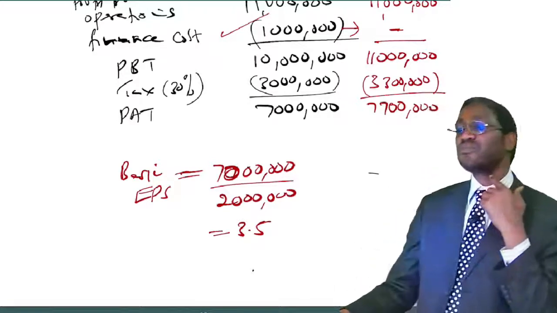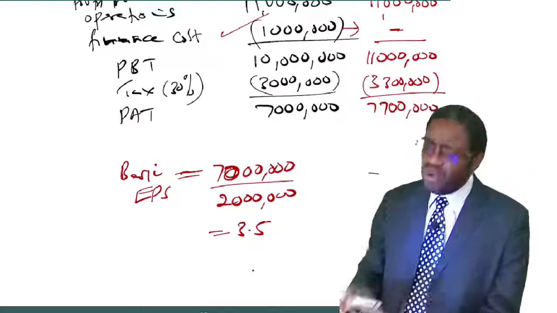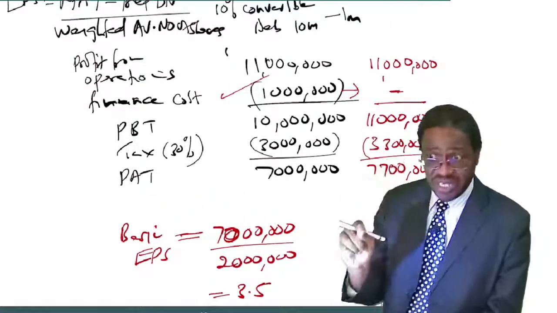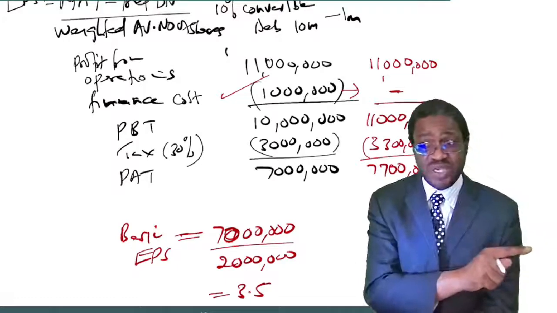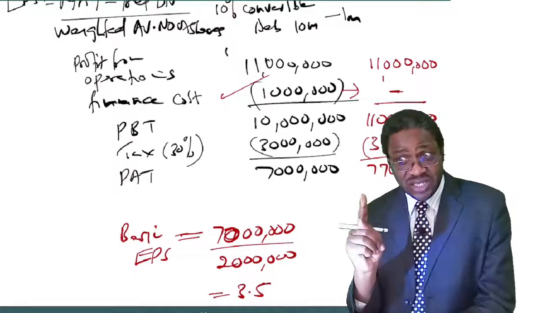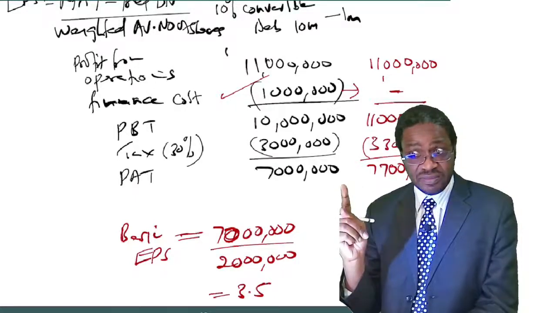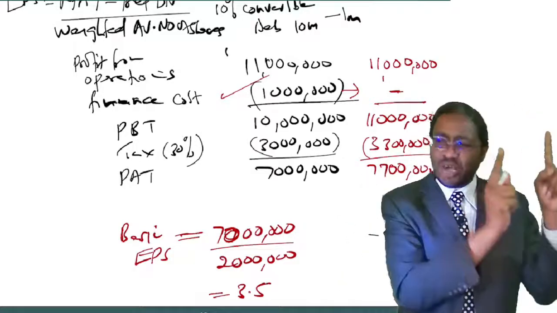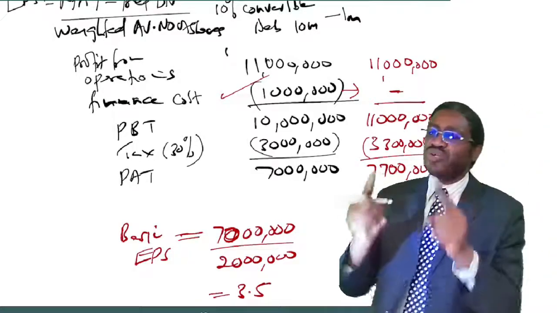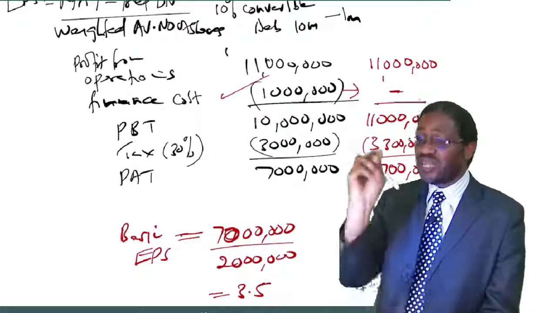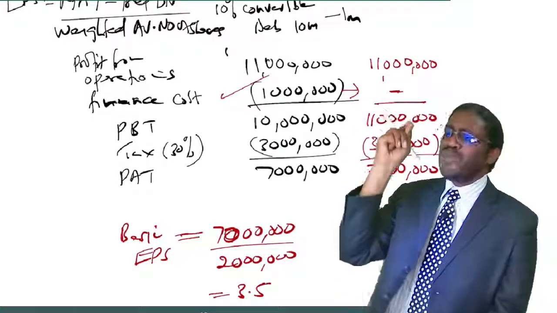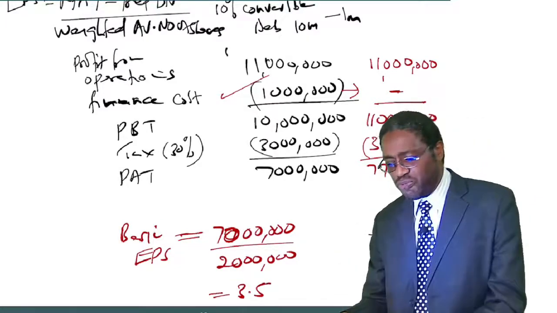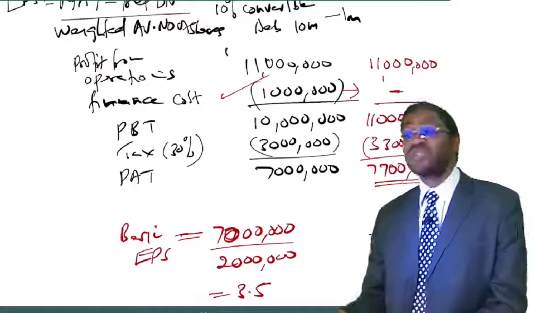Now we are going on and saying, suppose those debenture holders had converted. If the debenture holders had converted when we issued the debentures, we would have saved their interest. We paid them this year because they had not converted. But had they converted, we would not have paid them their debenture interest. So what would have been the profit after tax? We are seeing that profit after tax would now be 7.7 million.